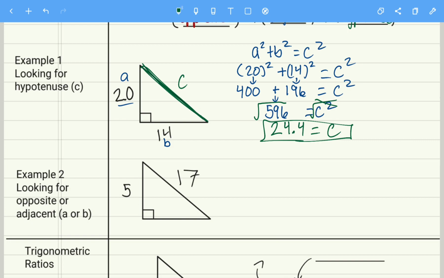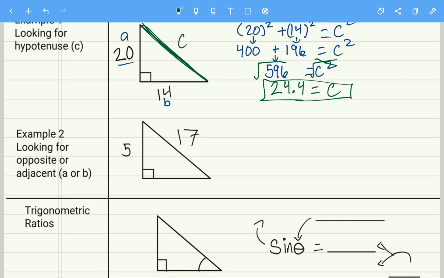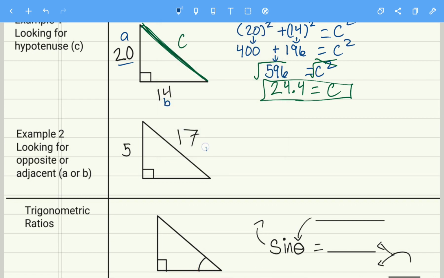So that's what it would look like if you're solving for the C, the hypotenuse. Let's look at another example where you're looking for one of the other sides. So this time we have C. We are looking for either A or B. And again, it doesn't really matter which one you label A and which you label as B. I'm just going to keep it consistent, but you could do either or.